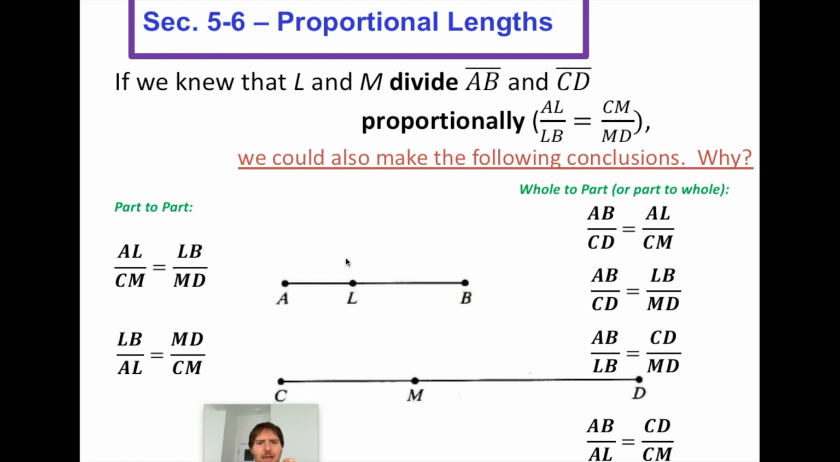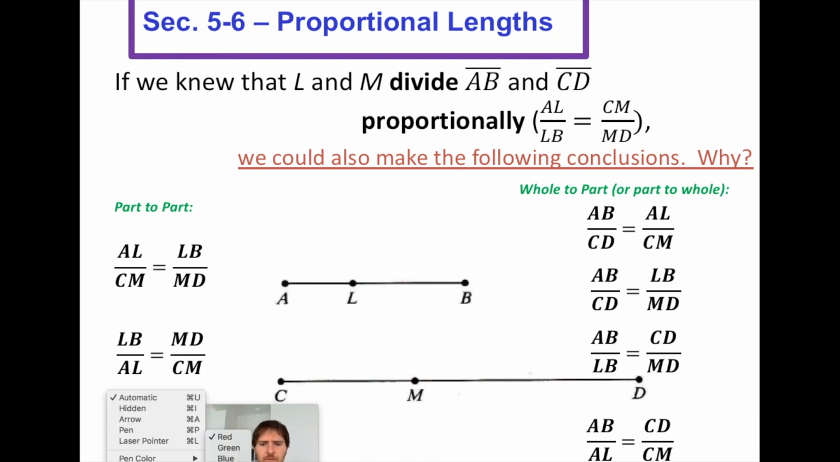What's something I can say? Well, the definition of dividing proportionally means that L and M create AL to LB in the same ratio, which equals CM to MD. But beyond that, there are some other things we can say that can easily be derived starting with this. First of all, if we knew that L and M divided segment AB and segment CD proportionally, we could also say this up here. Let's see if we can come up with a justification of this.